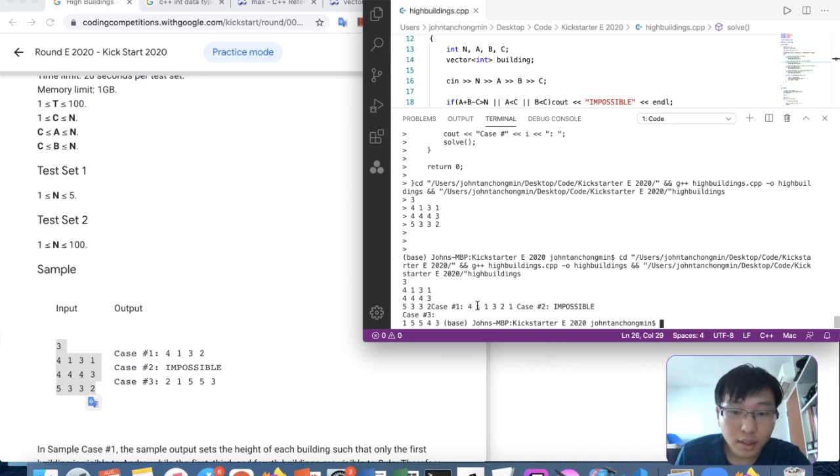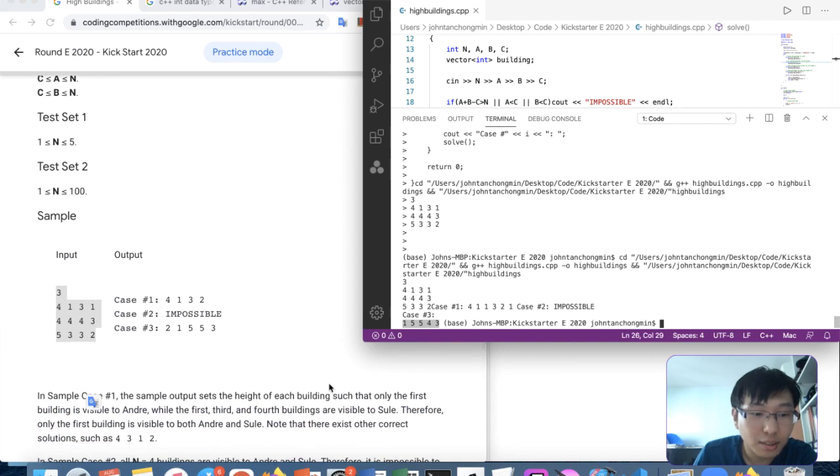Case one, 411321. Okay, something's wrong here. Case two, 15543. Actually, this is correct. Yeah. No, no, it's not correct. Yeah, because this is one too much.